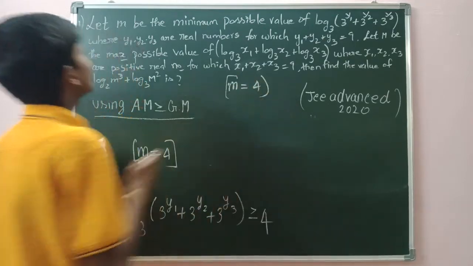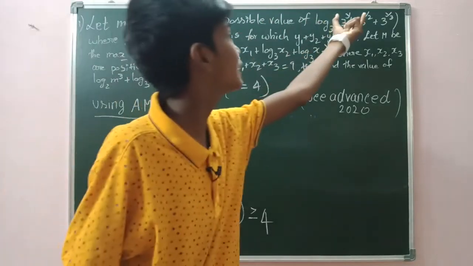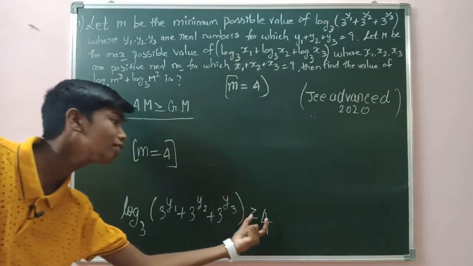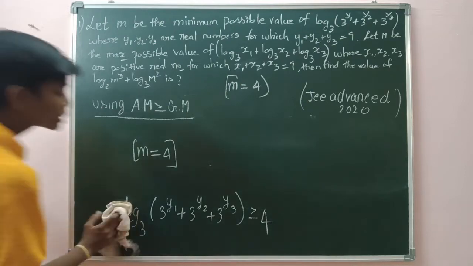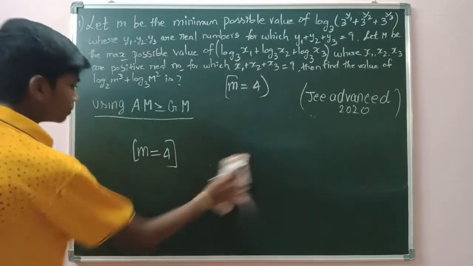Because in the question it is given that m is the minimum possible value of this expression. So we know this expression is greater than or equal to 4. Hence your small m will be 4. Now let us go on to the second part of the question.